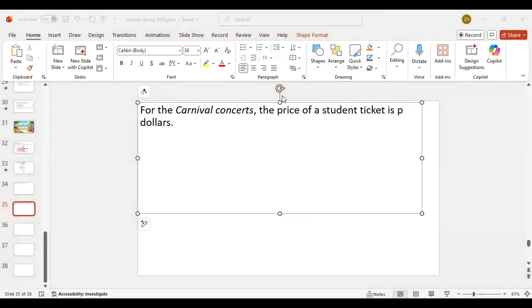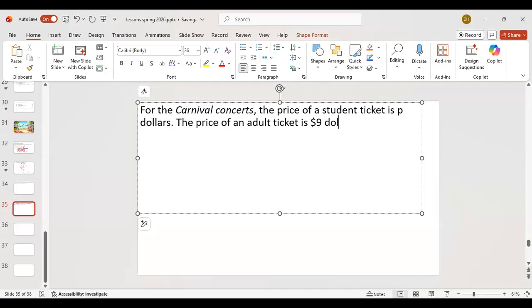Do we know the exact amount yet? No, sir. No, we don't know the exact amount. It's just a certain amount of money. So for the carnival concerts, the price of a student ticket is $P. The price of an adult ticket is $9 more than the price of a student ticket.